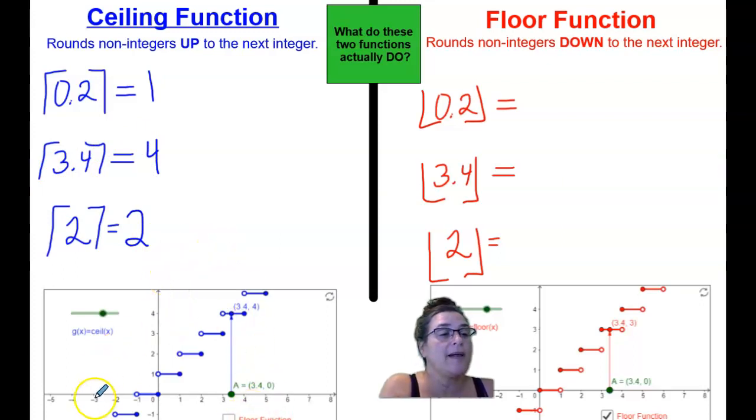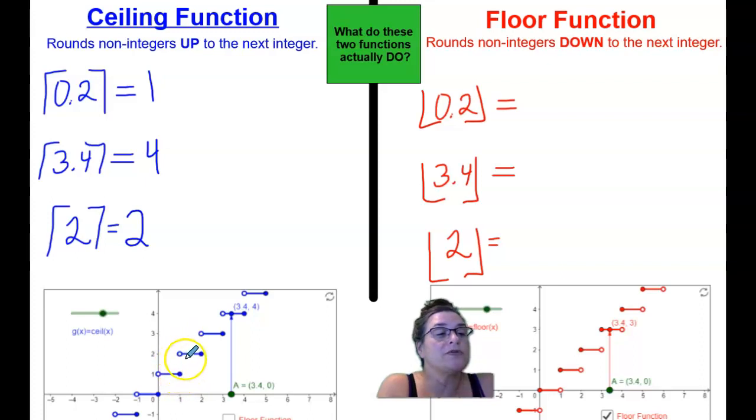So when you look at the graph of the ceiling function here, you can see, for example, the 0.2 would be right here on the x-axis. Its output is up here at positive 1 on the y-axis, right? 0.5 would output a 1, 0.99999 would output a 1, and so would 1, right? So the ceiling of 1 is 1, and so that's a closed circle.